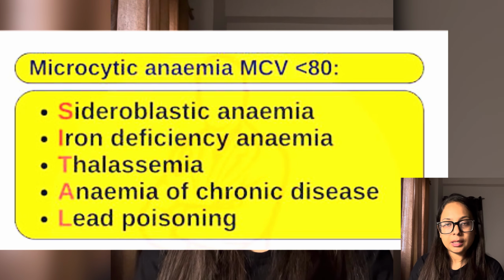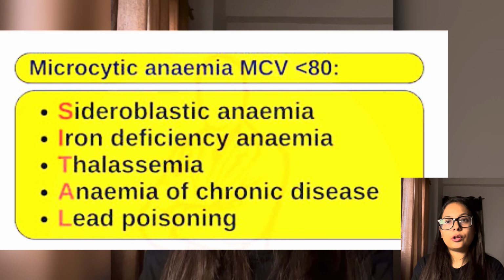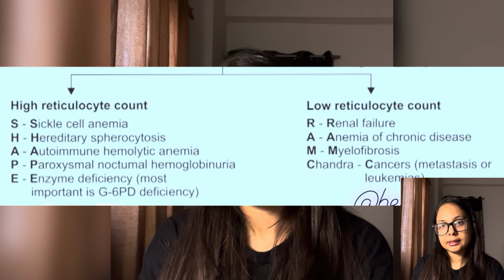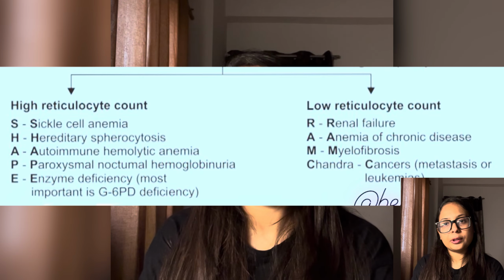And what are the mnemonics we learned today? For microcytic hypochromic anemia, we learned the mnemonic SITAL. S is for sideroblastic anemia, I is for iron deficiency anemia, T is for thalassemia, A is for anemia of chronic disease, and L is for lead poisoning. For normocytic normochromic anemia, we learned the reticulocyte count will be either increased or decreased than normal. So what is the normal reticulocyte count? It is between 0.5 to 2.5%.